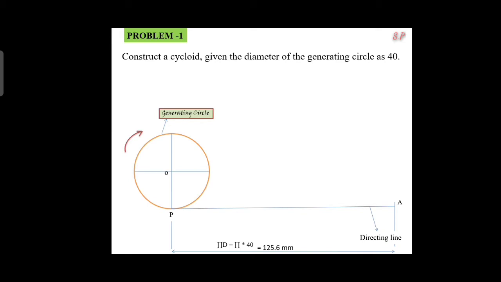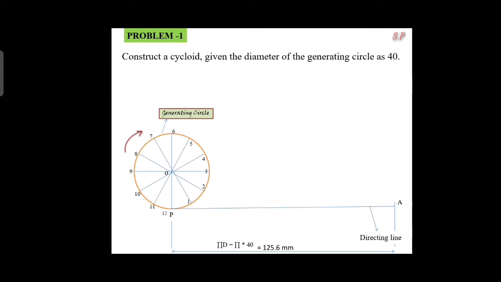Then you divide the generating circle first into 12 equal parts. By using a protractor you divide the generating circle into 12 equal parts and locate the points here: 1, 2, 3, 4, 5, 6, 7, 8, 9, 10, 11, 12.